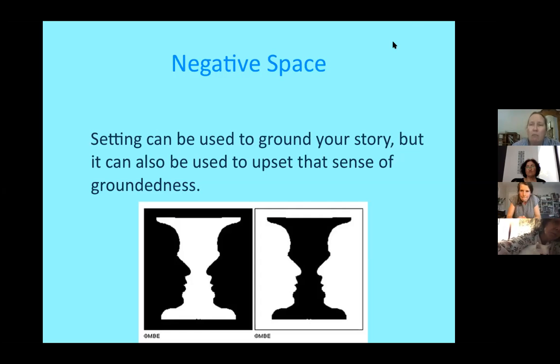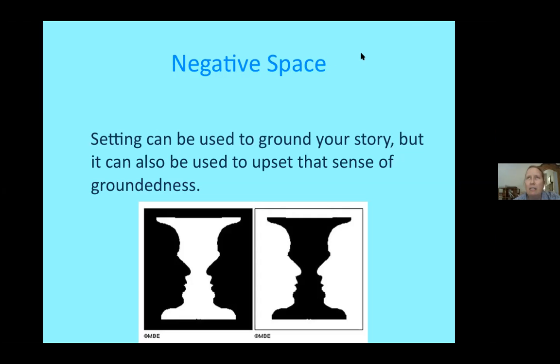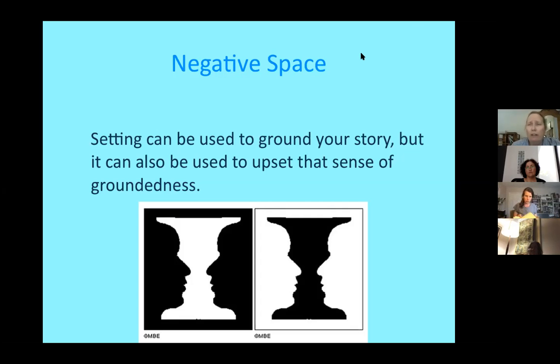And so setting can be used, for example, to ground your story, but it also can be used to upset that sense of groundedness. Let's say a place like Middle Earth in Tolkien is both deeply familiar to people who've been in the English countryside, but it's also not, right? That's how in science fiction and fantasy, a lot of times the setting seems really similar, but it's just not similar enough, and it tips us off so that we know that something's off.